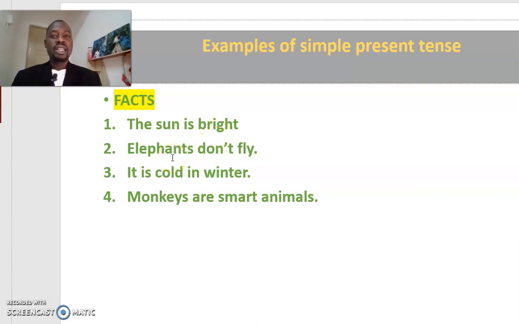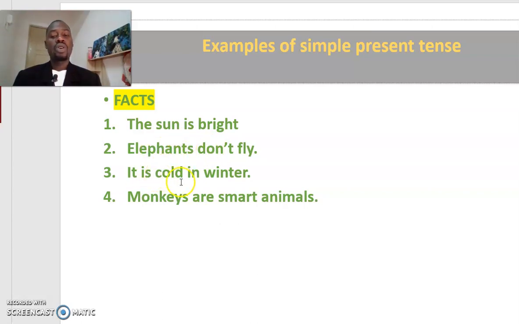The second example: elephants don't fly. Here we use elephants as a noun, and instead of this noun, we can use they. They don't fly, right? But when we say elephants don't fly, the picture is clear and easy to understand, right? So we use the verb is to talk about the sun, and we use don't to talk about elephants.